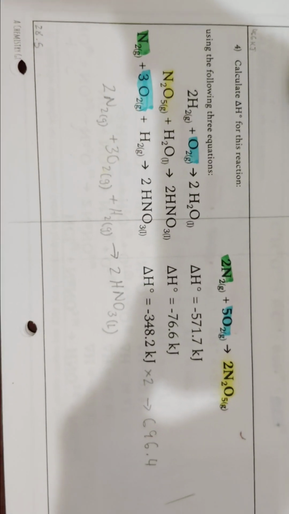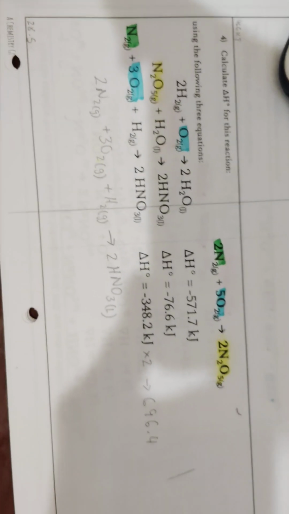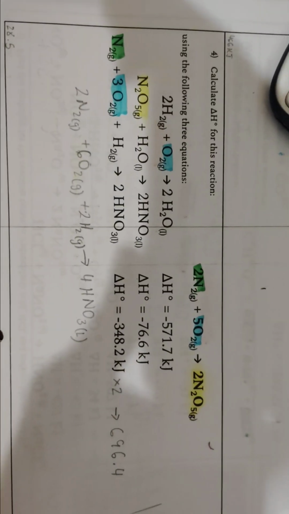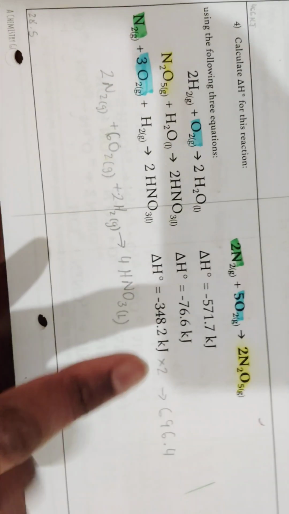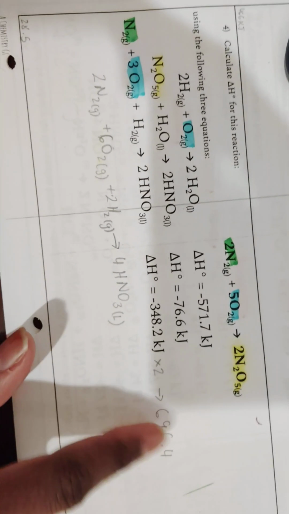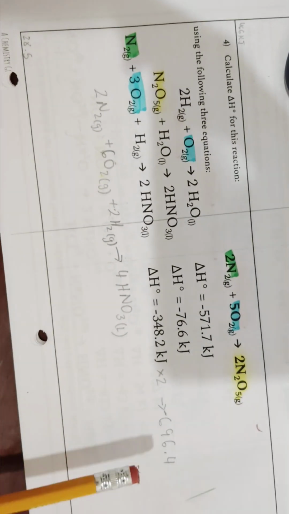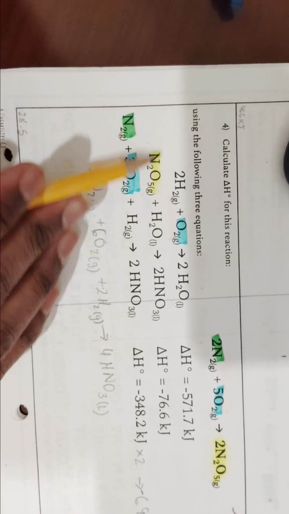All right, guys, so you see this? We didn't flip it, but we multiplied everything by 2. Now that this is a 2N and that's a 2N, we're good for now. And our enthalpy change got multiplied by 2, so now it's a negative 696.4 kilojoules.